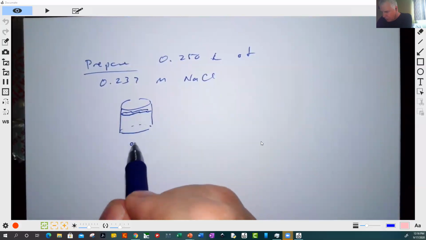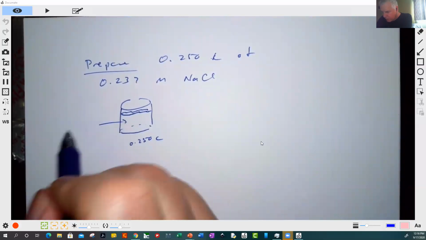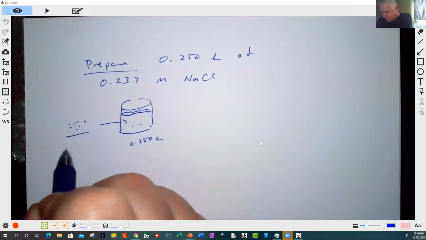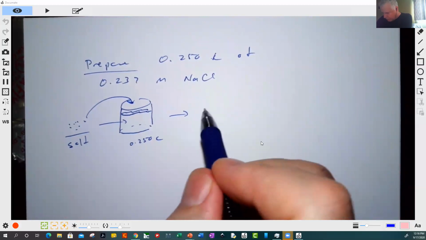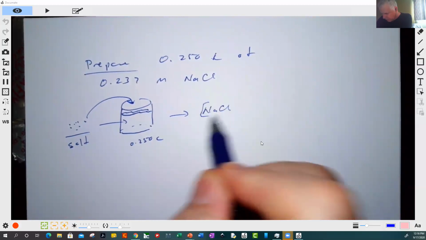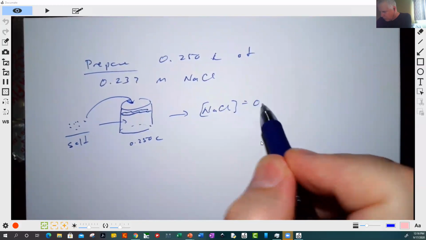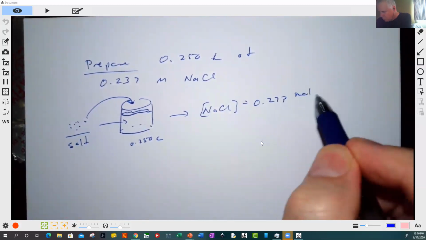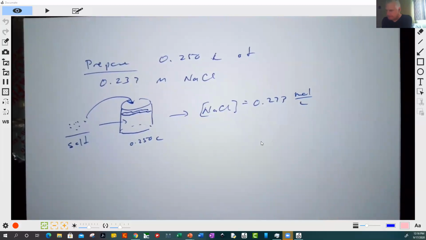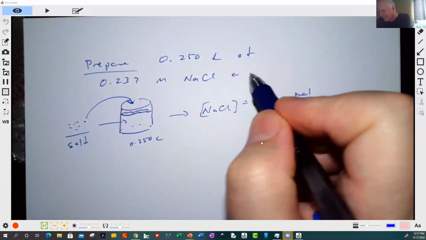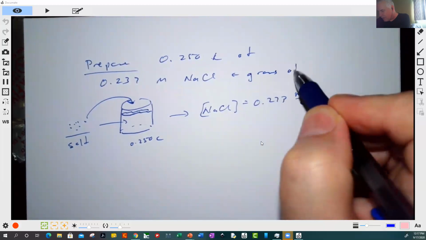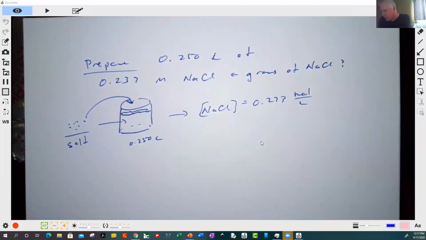We've got 0.250 liters. We've got some salt. We want to shove it in there. We want the concentration of sodium chloride to be 0.237 moles per liter. So how would you start that? The question is how many grams of sodium chloride do you need?